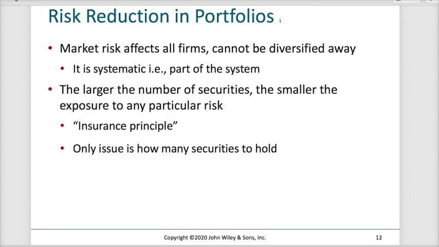Now, risk reduction, of course, is what we want to achieve in a portfolio. We want the risk of the portfolio to be minimized while maintaining or increasing the return. Market risk is going to affect all firms, something we talked about in Chapter 6, and we can't diversify away from that risk. So it's systematic. It's part of the system. And in the previous chapter, we gave examples like interest rates and inflation that are going to affect the whole market.